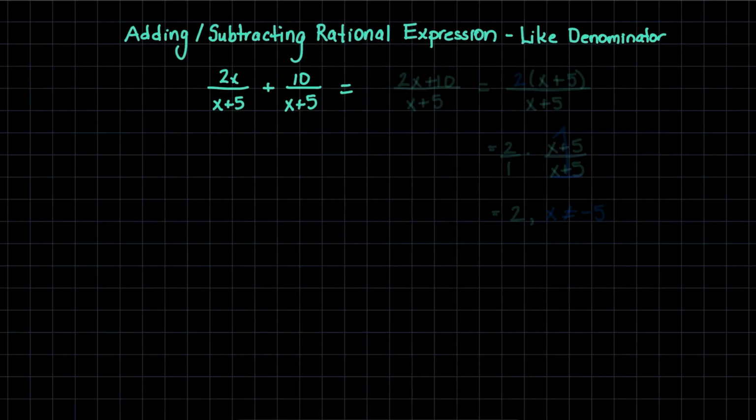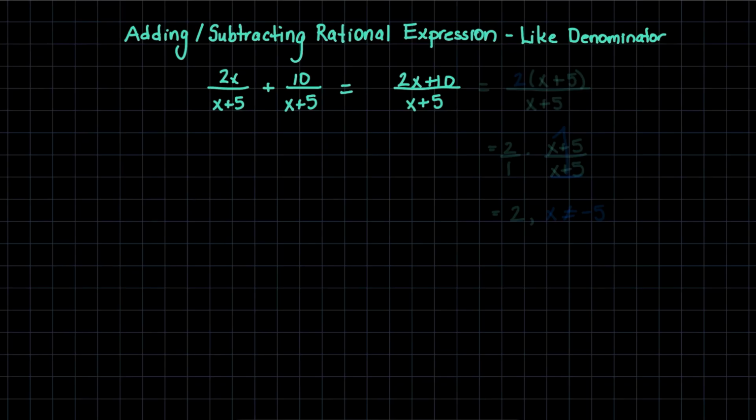Now we're going to add 2x over x plus 5 plus 10 over x plus 5. Remember, the x plus 5 is just our like term, so we're adding up equal parts that are the size x plus 5. And we have 2x of some and 10 of some. So we add straight across. Now we know we have 2x plus 10 of the x plus 5 pieces.